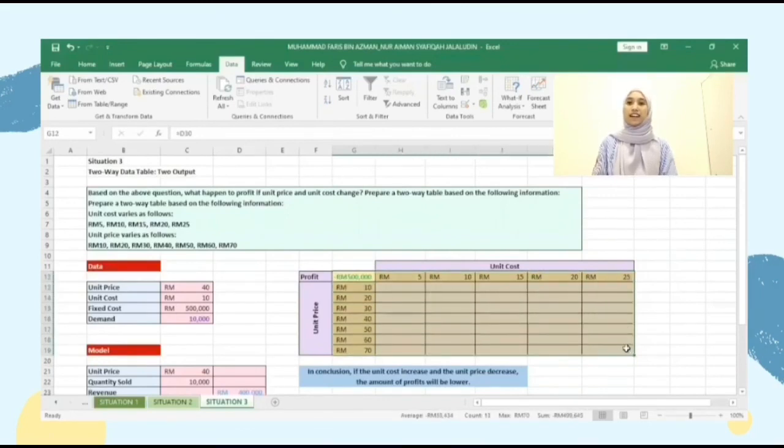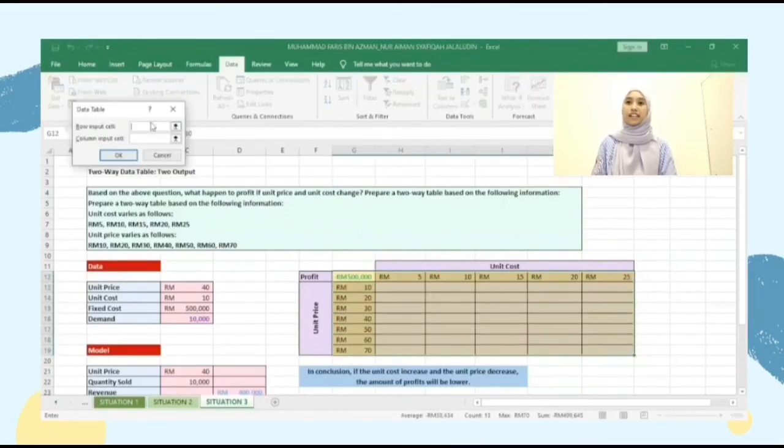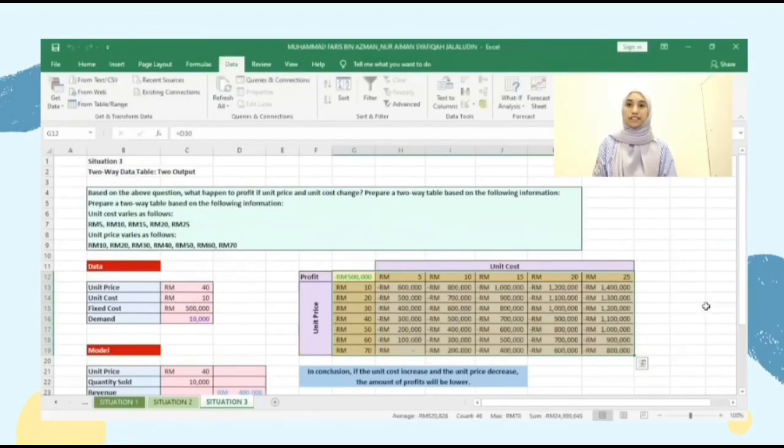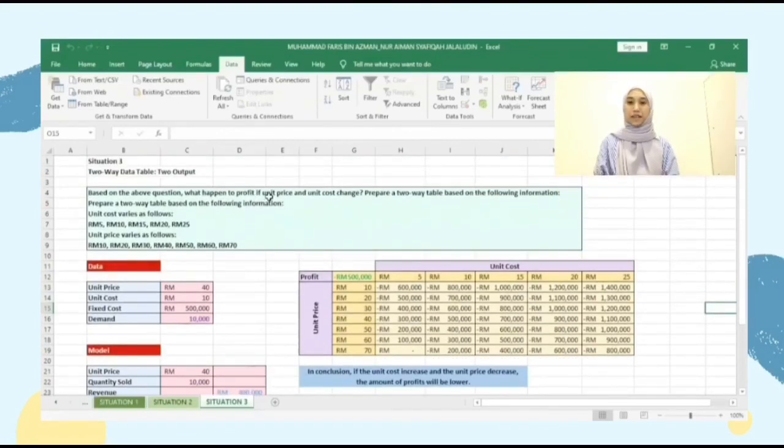Go to data, click what-if analysis and click the data table. At column input cell, click the unit price, and row input cell, click unit cost. Since it will calculate with the profit, Excel will recognize the number of the unit price with the unit cost. Based on the above table, we can conclude that if the unit cost increases and unit price decreases, the amount of profit will be lower.